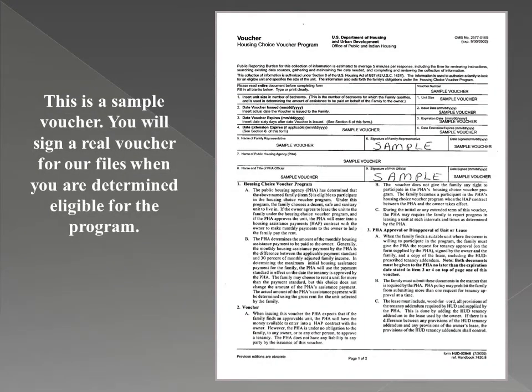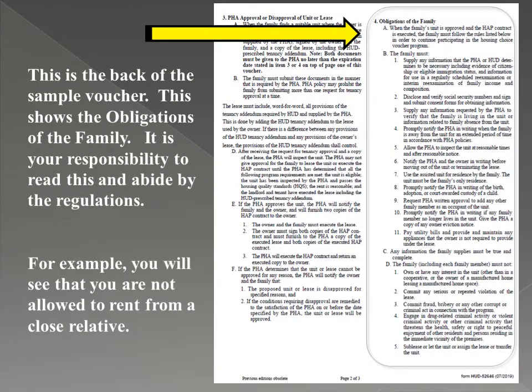This is a sample voucher. When we have completed our eligibility determination, you will receive a voucher. We will send you an original and a copy for you to keep. You will need to sign the original and return it to our office. The voucher states that you're eligible to participate in the Housing Choice Voucher Program. The reverse side of the voucher explains the participant's obligations. For example, you will see that you are not allowed to rent from a close relative. You need to read this form and abide by the housing regulations.